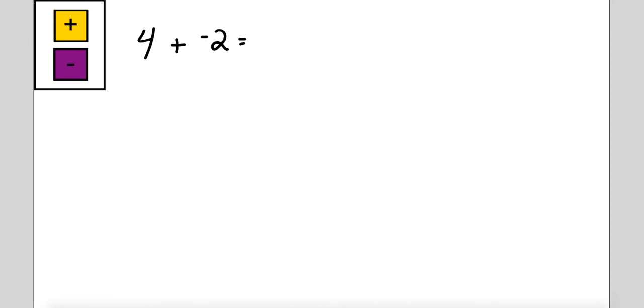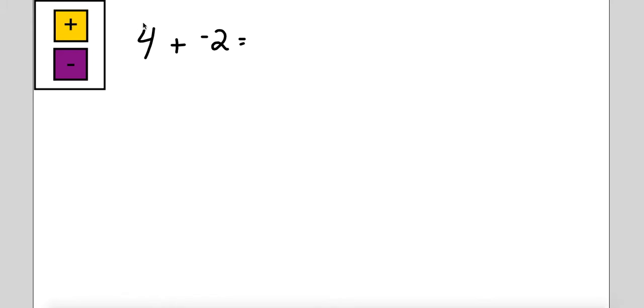So let's go through a couple of examples. So here we have 4 plus negative 2. Now in this video, I'm mainly going to focus on showing you how to add and subtract integers using the integer chips. As you know, integer chips are yellow if they are positive, and if they are negative, they are purple. So we're going to show this example.